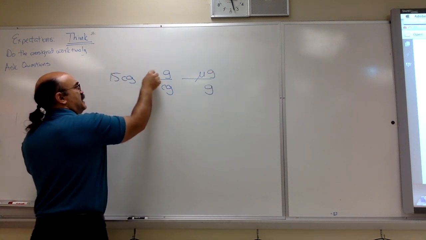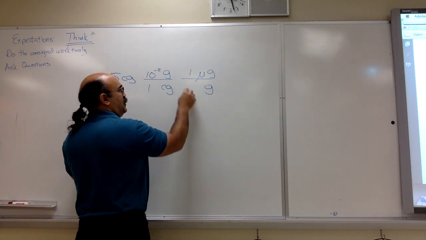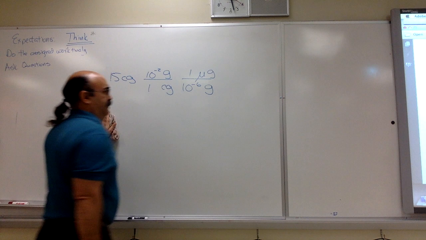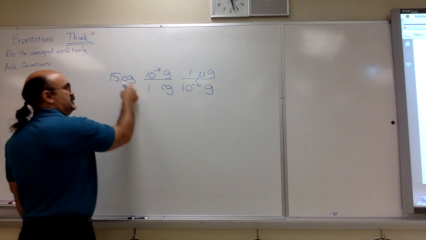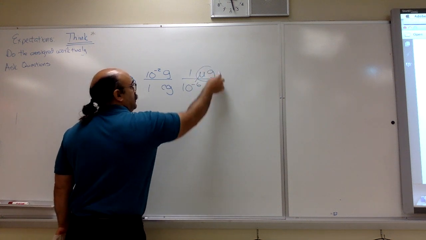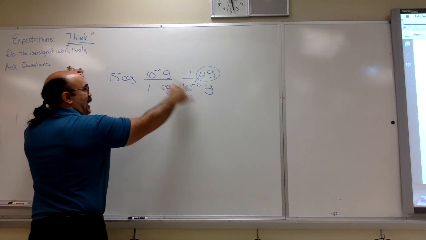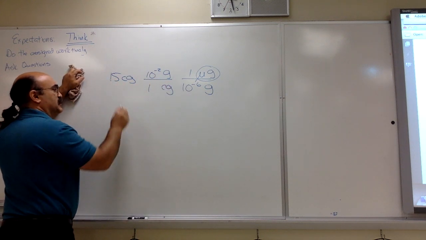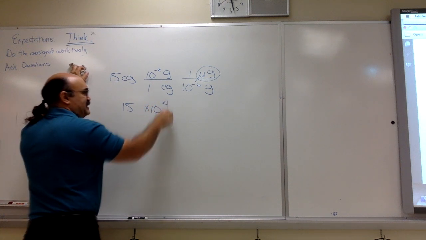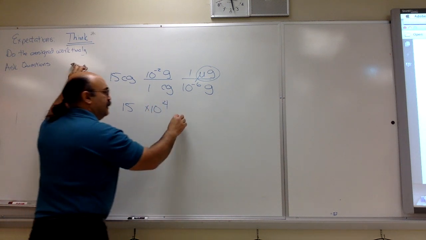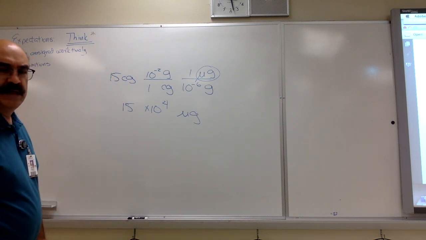1 centigram is a 100th of a gram. 1 microgram is 1/1,000,000th of a gram. Again, my units cancel. I'm in the correct unit. So then I look at exponents. Sorry, I have my powers, my exponents, my coefficient. Well, this simply turns into 15 times 10 to the positive 4 micrograms. This answer is meaningful, but it's not correct.